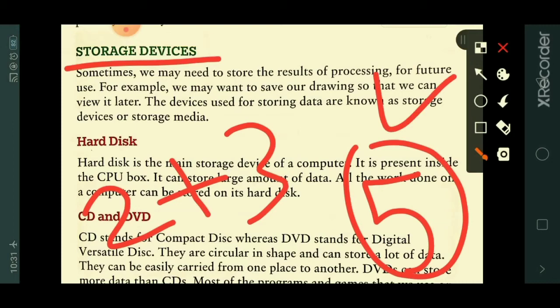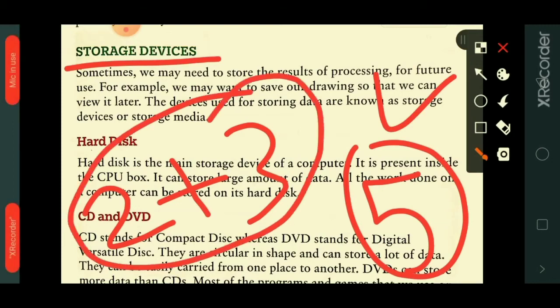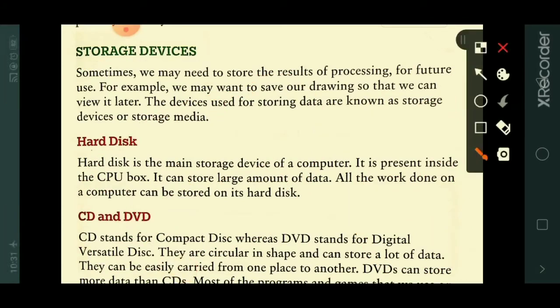If you give this data and instruction to your computer today, you will get this result, but if you want to see this result tomorrow also, or if you want to see the picture which you drew on your computer, you need to save it, right? So that you can view it later. For that purpose we use storage devices. For storing data we use storage devices, and these are also known as storage media.